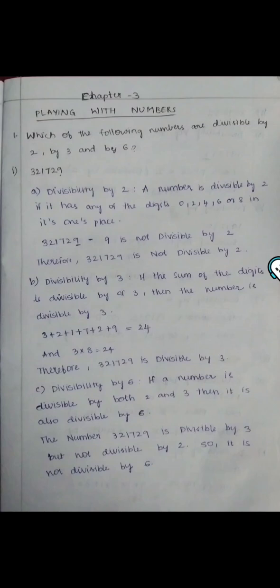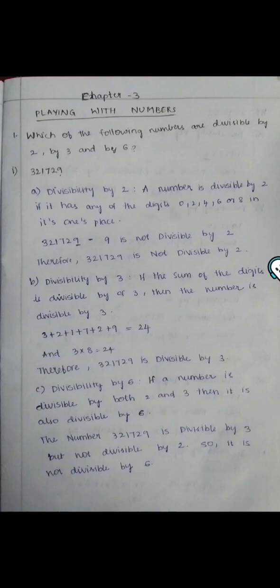Coming to the next divisibility rule, which is 3. For the divisibility rule of 3, if the sum of the digits is divisible by 3, then the number is divisible by 3. That means, what is meant by sum? If we add all the digits of a number, then that sum should be divisible by 3. That means that number should be there in the 3 table. It should be completely divisible by 3. So if we add 3 plus 2 plus 1 plus 7 plus 2 plus 9, we get 24. And in the 3 table, 3 8s are 24. That means it is completely divisible. So we can say that 3, 2, 1, 7, 2, 9 is divisible by 3.